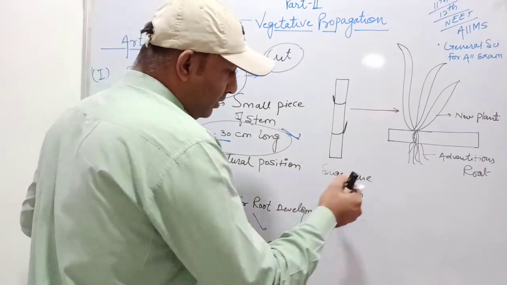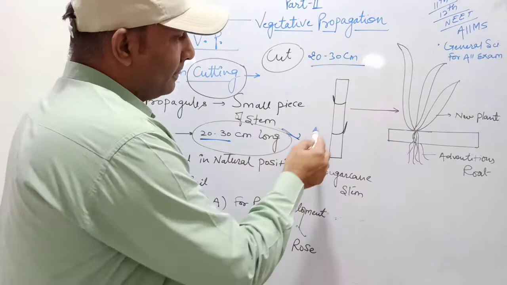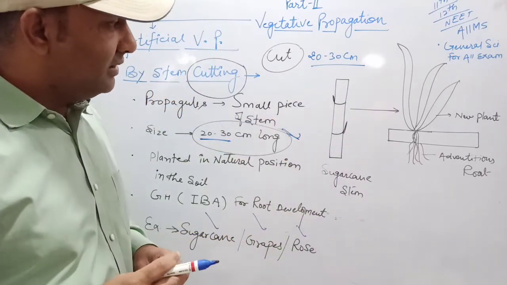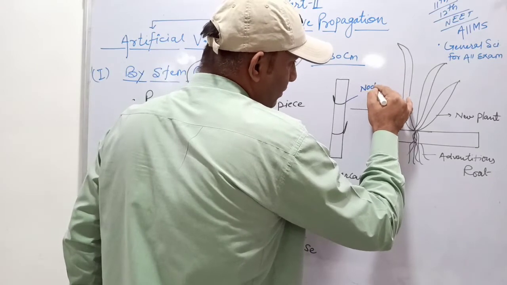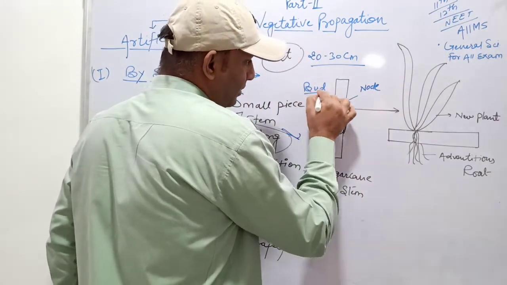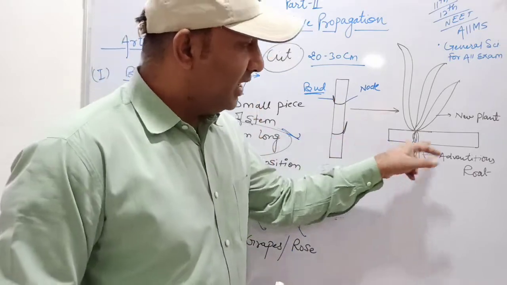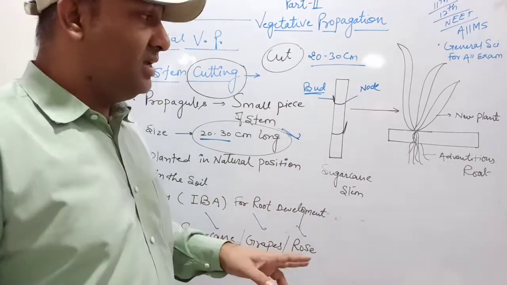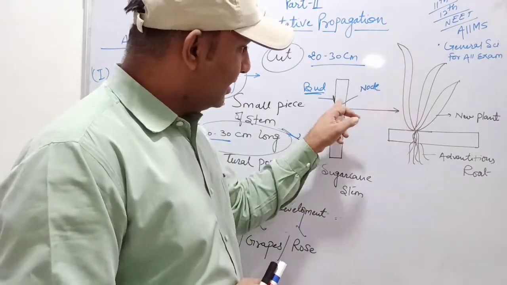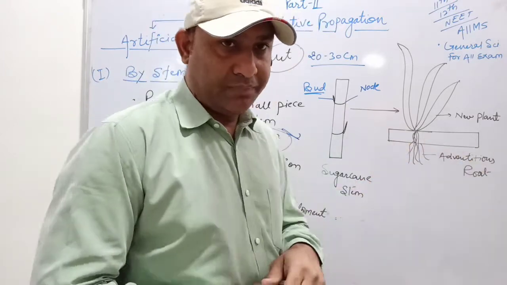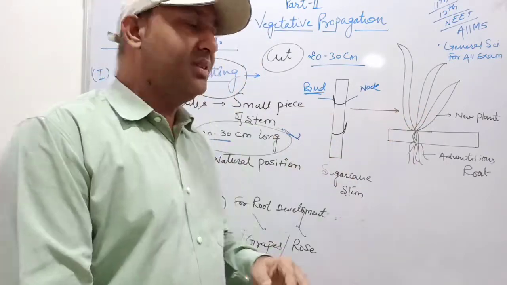Now I demonstrate the process of stem cutting in sugarcane. We take a small piece of sugarcane, 20 to 30 centimeter long. Clear? This cut piece contains small buds. The bud is at the growing area, the node area. It is the essential area for development of the stem. Now we transfer this small piece of stem into the soil, after treating with IBA. After a few days, the bud area develops into the new plant and the nodal area develops new adventitious roots. So we obtain the new sugarcane plant.